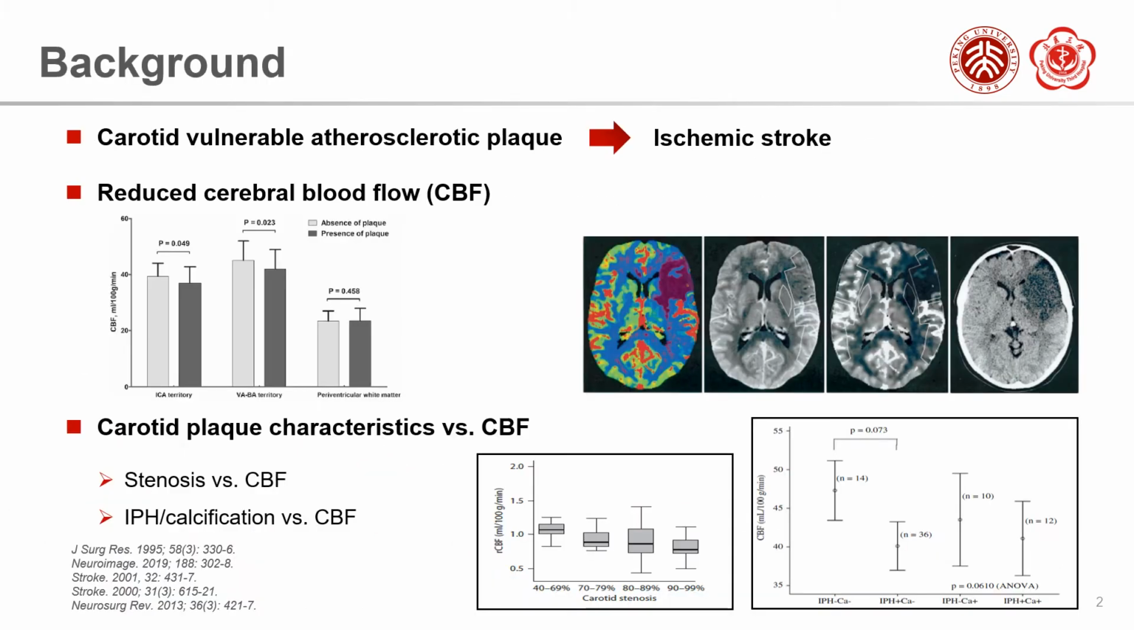Stroke is one of the leading causes of death worldwide. Carotid vulnerable atherosclerotic plaques are one of the major sources of ischemic stroke. Cerebral blood flow (CBF) is one of the major indicators of cerebral perfusion. Reduced CBF was found in patients with carotid stenosis. Plaque characters such as the stenosis, APH, and calcification were associated with CBF.